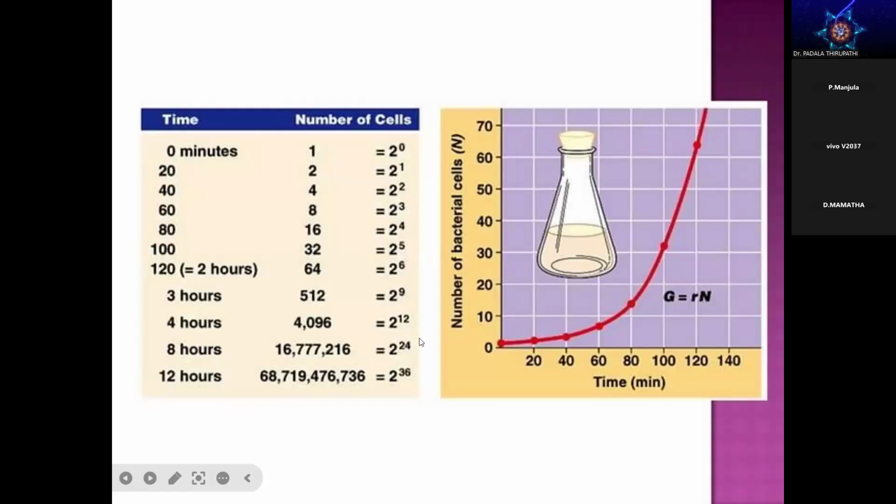Generally we can observe this in bacteria, where the number of bacterial cells is increasing. The exponential growth curve, that is the J-shaped curve, can be observed in bacteria. When we plot the graph of time against the number of bacterial cells, with time in minutes, at time 0 the number of cells is 1. At 20 minutes the number is 2 to the power of 1, and like that it keeps increasing.